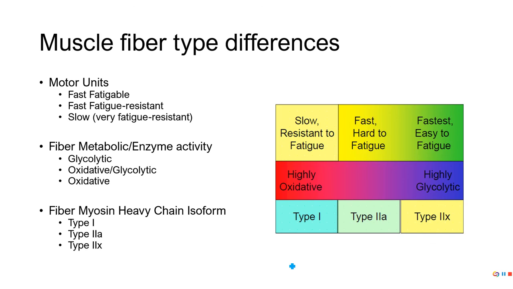So we can look at this a different way. We can look at the motor units. We can classify them as fast fatigable, which would be your type 2X, fast fatigue resistant, which is type 2A, or just slow and very fatigue resistant, which is type 1. We can look at their metabolic activity, or their enzyme activity, that we just went through. So we've got strictly glycolytic, which is type 2X, or highly glycolytic is probably a better way to put it. Highly oxidative, which is type 1, and then a combination of the two, which is our type 2A. And then we've got their type of isoform, or the type of myosin. Just think of it that way, and they each have their own unique type of myosin.